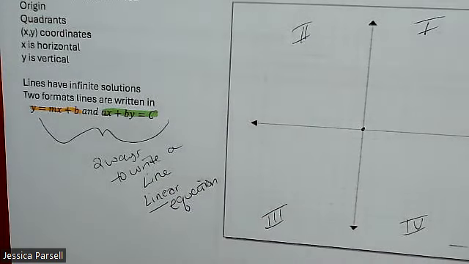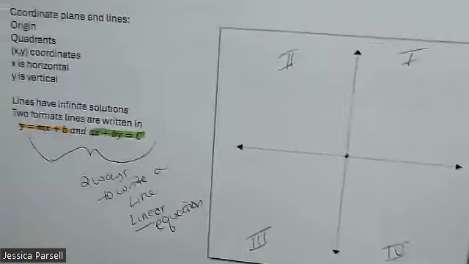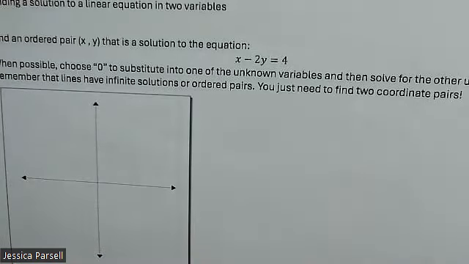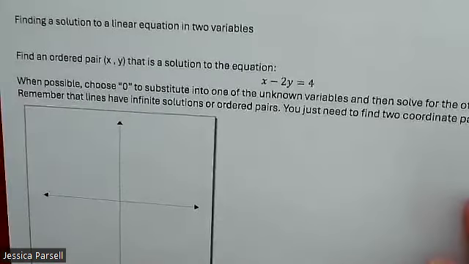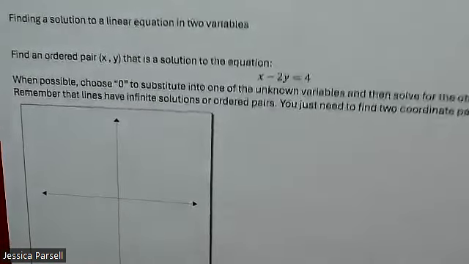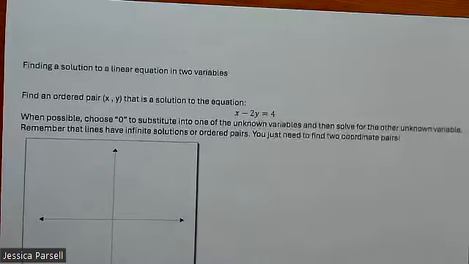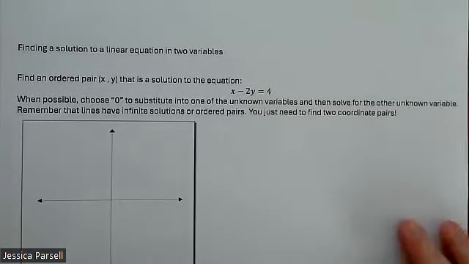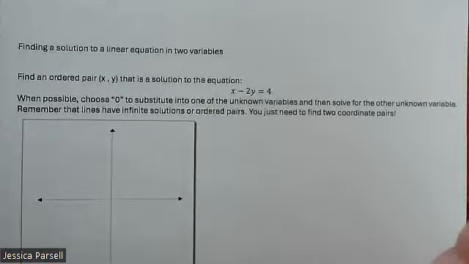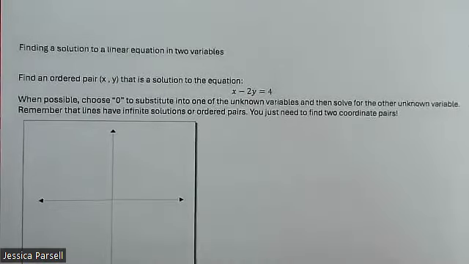So a line is part of that. All right, so let's jump into what you're going to be facing in ALEKS. Off we go. We're going to start off with finding a solution to a linear equation in 2 variables. Find an ordered pair xy that is a solution to this equation: x minus 2y equals 4.